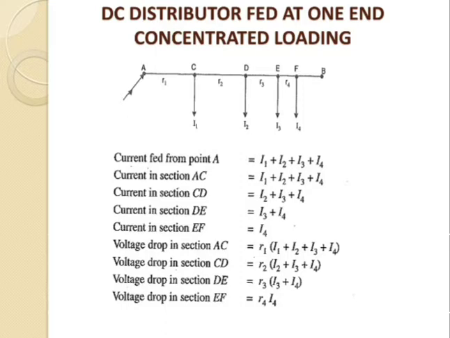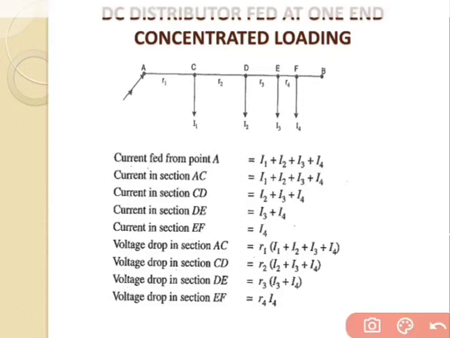If we go through section FB, there is no loading taken from point B, so the value of the current there is 0. This is the current flowing through the individual sections.